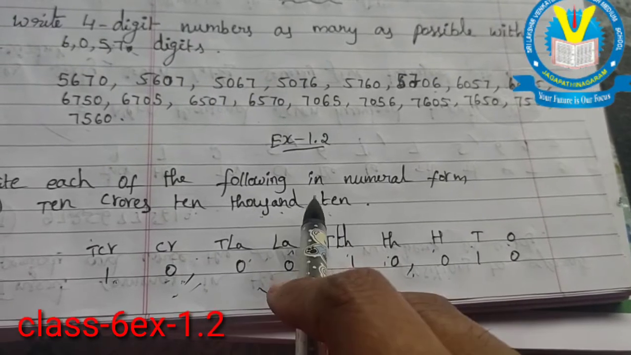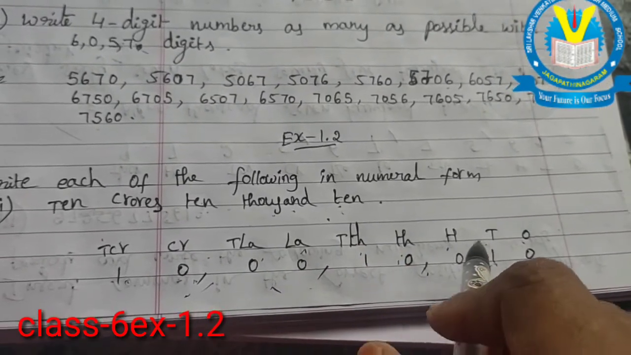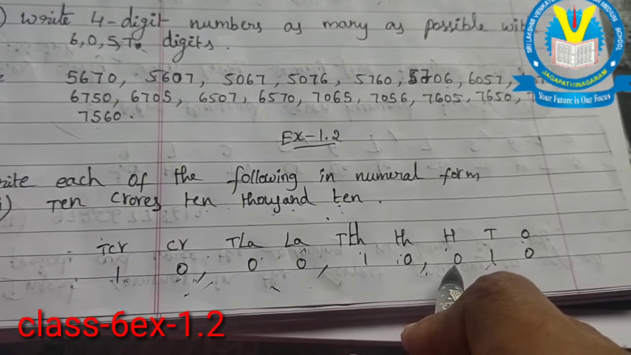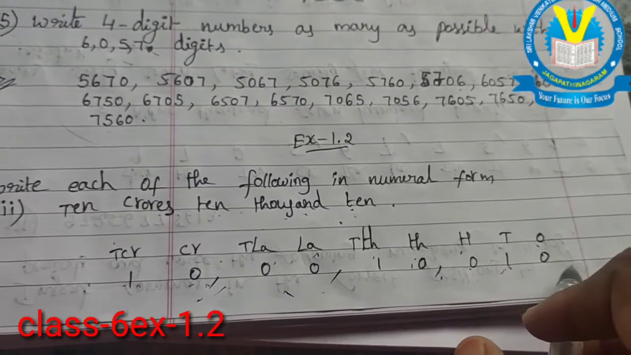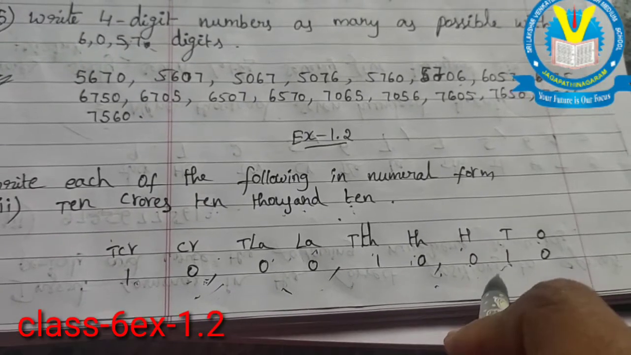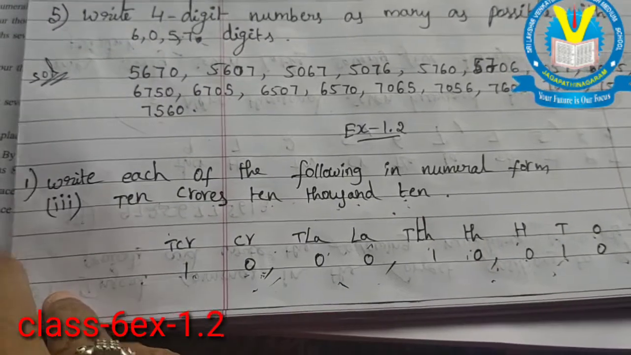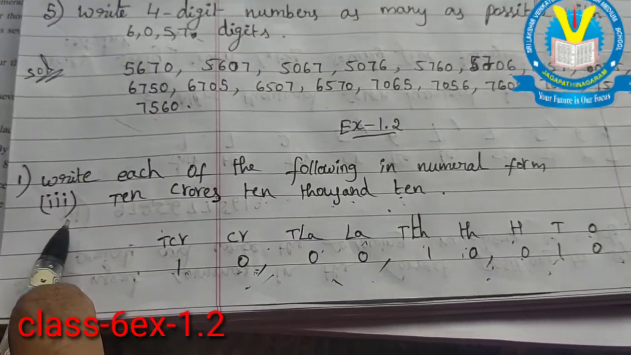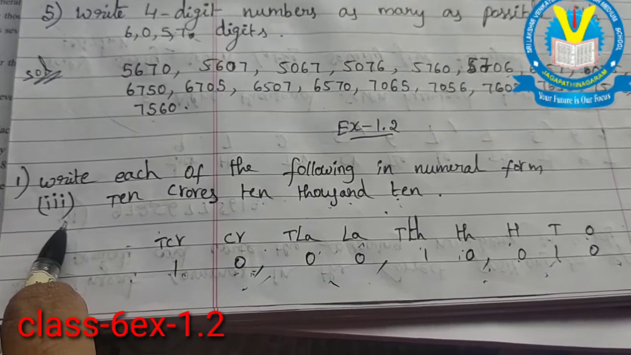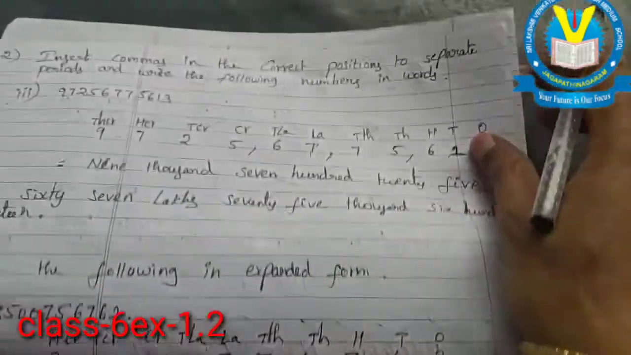10,000. 10. 10 means in the tens place you have to write 10. The 100 place is not mentioned, so you have to write 0. This is the 10 crores 10,000 10. Okay children, did you understand? In the first Roman, the third one is completed. The remaining 1 and 2 are homework. Okay children. Next, go to the second Roman.